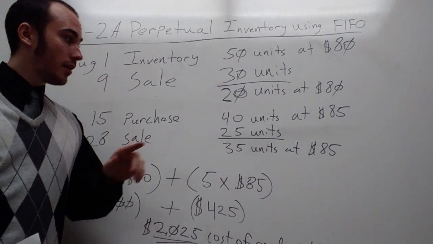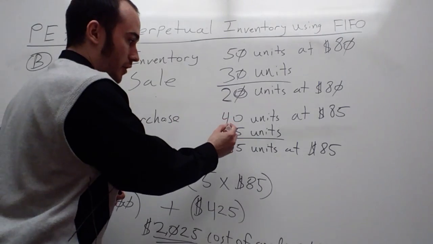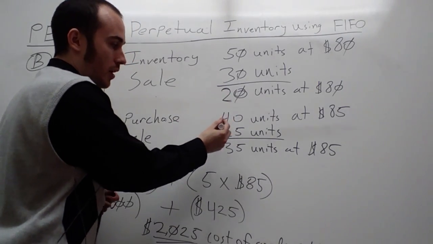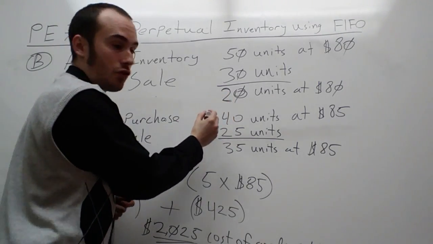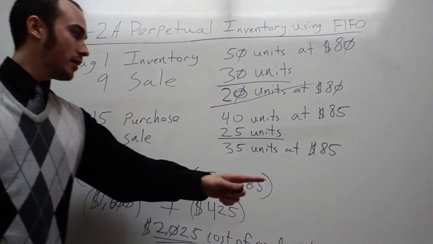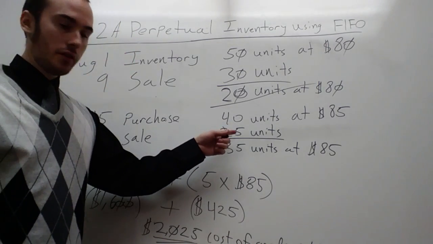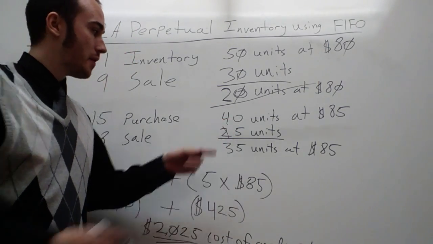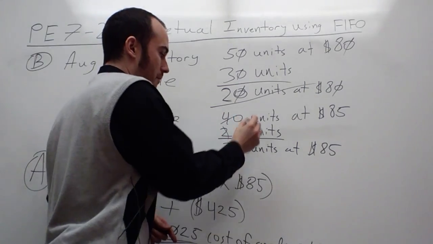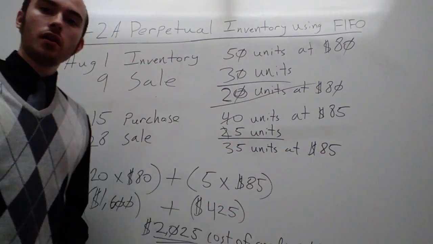But, gotta be careful here, we take the 25 from the oldest first. So all 20 units at $80 go away. Now it leaves us with 5 left. 5 is now taken away from the 40. Bam. We have 35 units at $85 left in inventory.